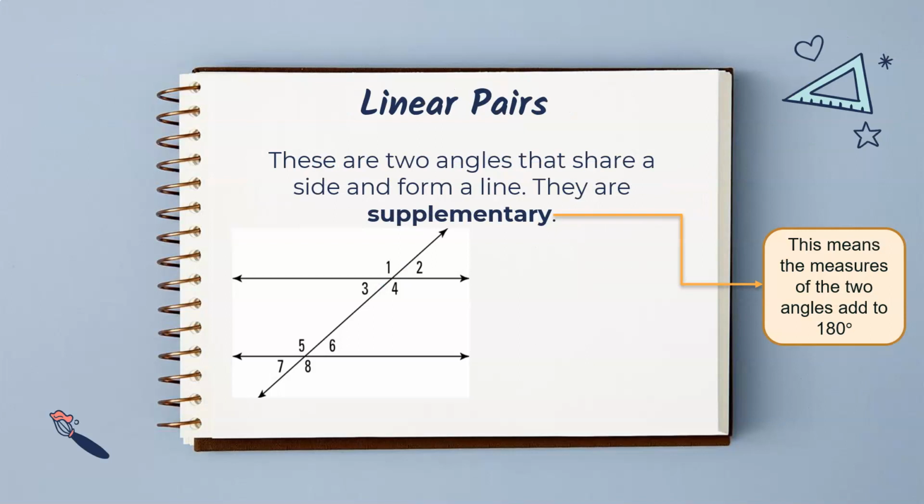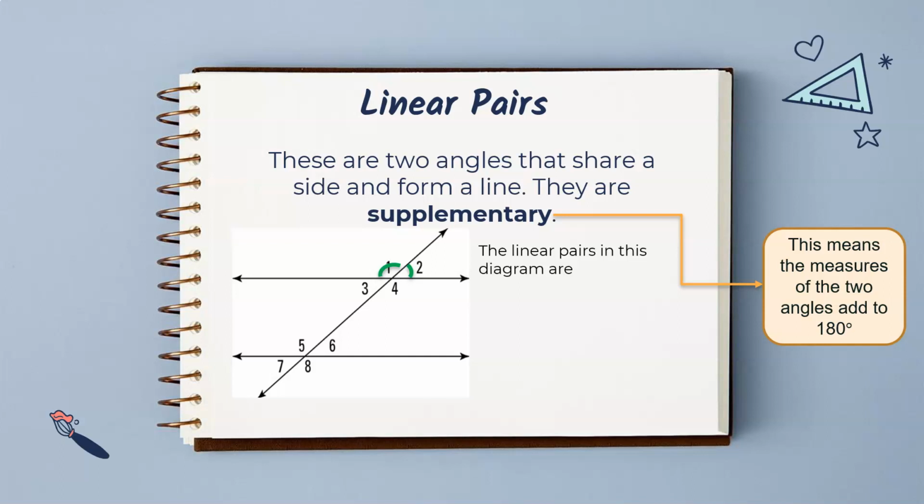The next type of angle pair I have is linear pairs. We've also talked about this one before. These are two angles that share a side and form a line. They are supplementary angles, which means they add up to 180 degrees. And then I have the linear pairs marked right there. So 1 and 2 make a linear pair, and they add up to 180 degrees, remember?